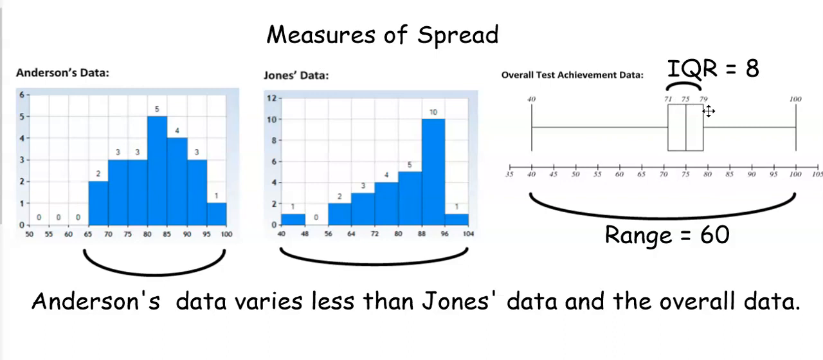All that I can really tell is that Anderson's data varies less than Jones's class data and the overall data. So I can tell that it is clustered closer together when compared to these other 2. All right, that's it for this video. Thank you for watching.